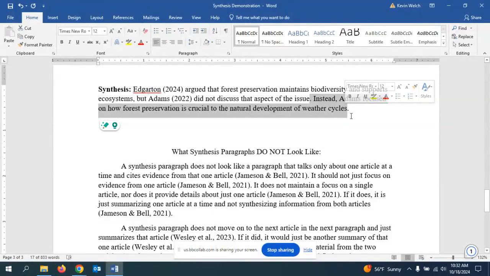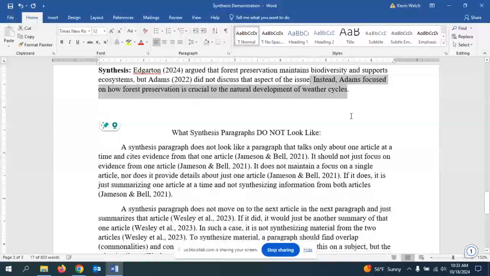Okay, so that's how you compensate or you synthesize information, even if there's a gap between the two articles. You want to draw attention to the fact that at least one of these articles isn't talking about the same thing, and then you can emphasize what it is talking about.